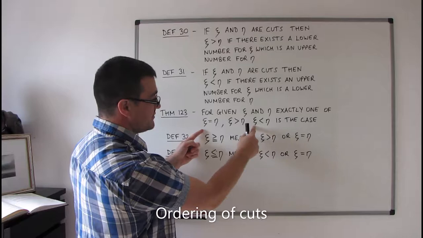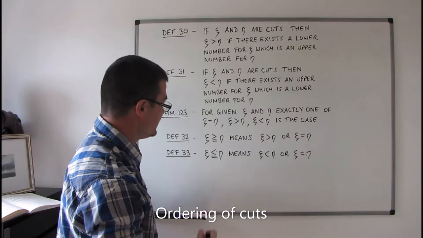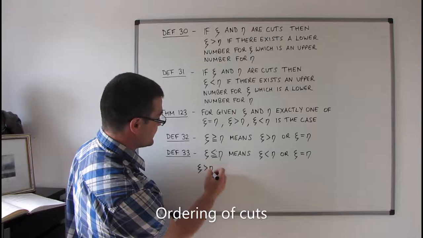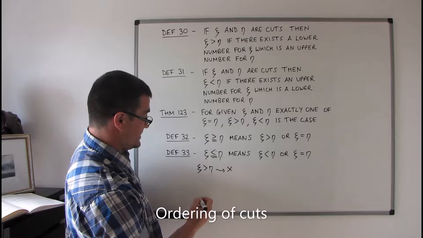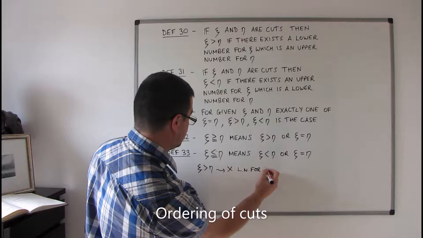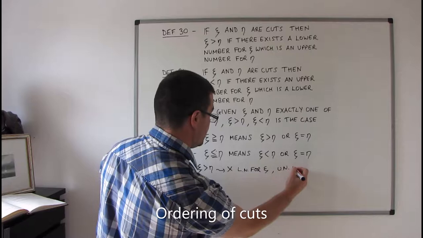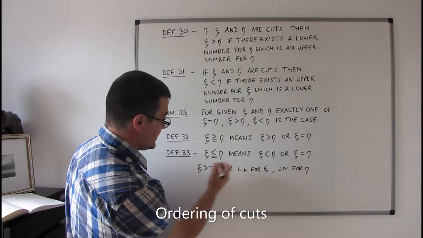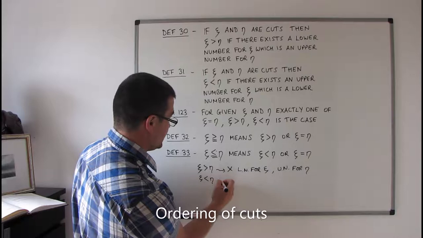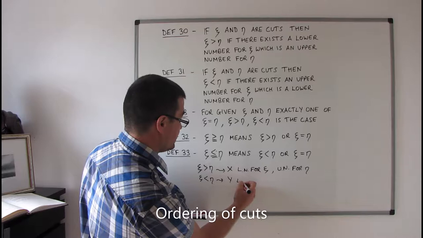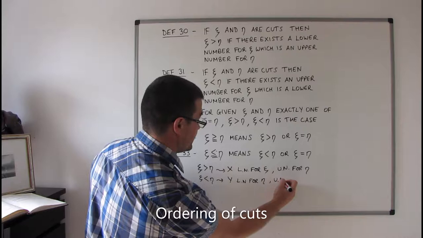So let's just have a look at this now. If xi is greater than eta, that means that we can find an x which is a lower number for xi, but it's also an upper number for eta. And similarly, if we look at the other case, xi is less than eta, then we can find y, which is a lower number for eta, but an upper number for xi.